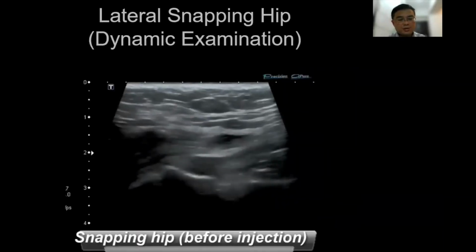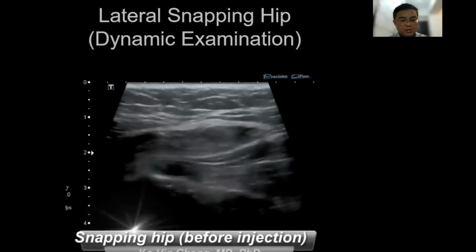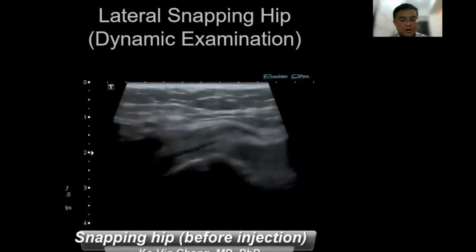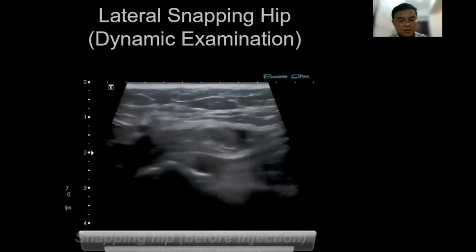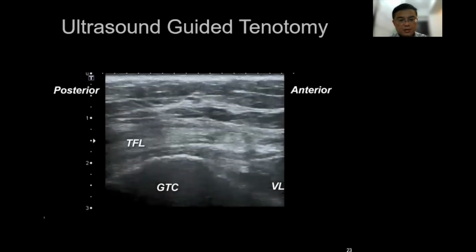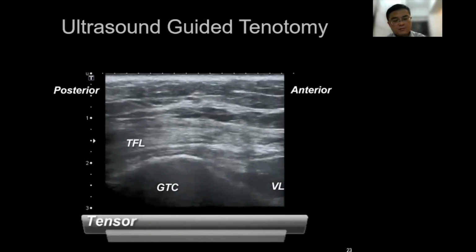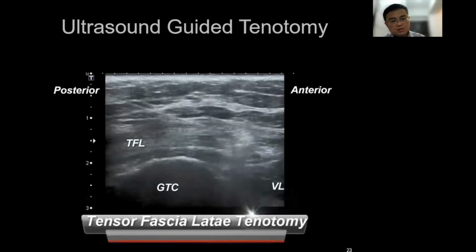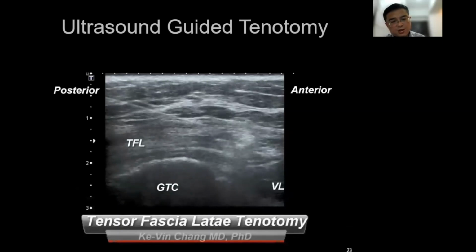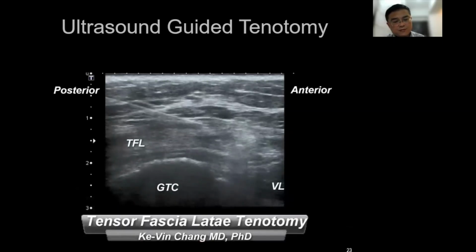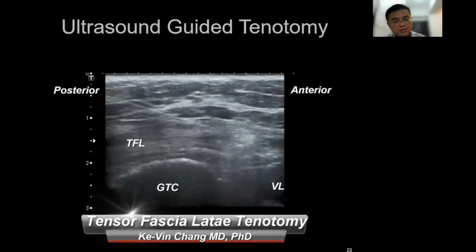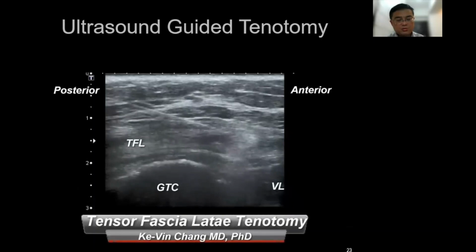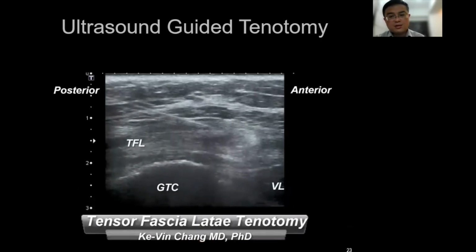So you can use the dynamic image to reprovoke what happens when the patient feels snapping. So for this case, the reason why the patient has snapping is because of a thickened tensor fascia lata. So I performed tensor fascia lata tenotomy, and then after the injection, 2 or 3 times of injection, the symptom improved.